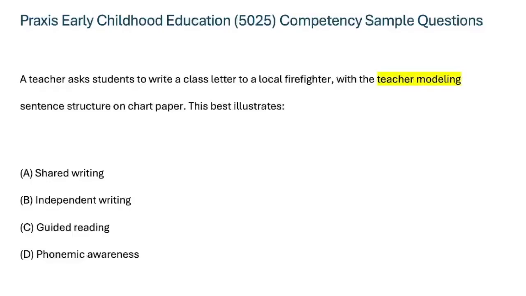Let's begin by picking out the context clues in this question. The teacher is modeling sentence structure on chart paper. Key phrases like modeling, teacher writes, class-generated text are cues for shared writing. With that in mind, let's go ahead and eliminate the incorrect options, starting with B, independent writing.